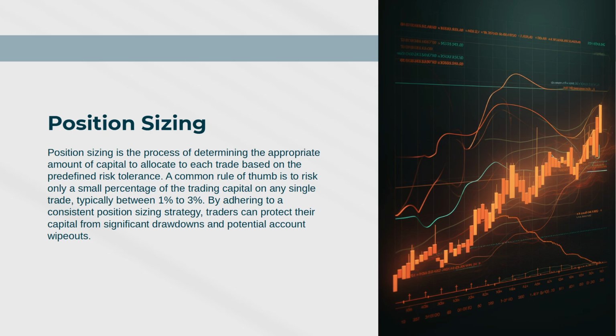Position sizing. Position sizing is the process of determining the appropriate amount of capital to allocate to each trade based on the predefined risk tolerance. A common rule of thumb is to risk only a small percentage of the trading capital on any single trade, typically between 1 to 3%. By adhering to a consistent position sizing strategy, traders can protect their capital from significant drawdowns and potential account wipeouts.